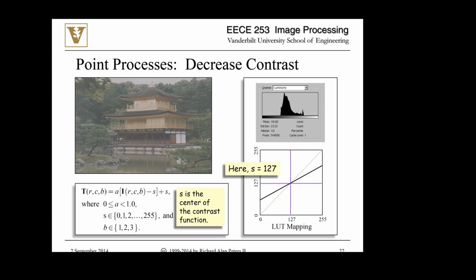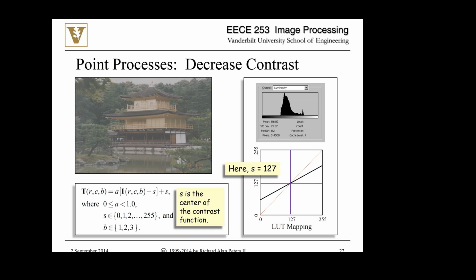Yeah, so what about this one? Have we lost information? If we apply that transformation, we have decreased the contrast, but have we lost information? In general, no. If we can represent real numbers, no. If you cannot represent real numbers, yes.